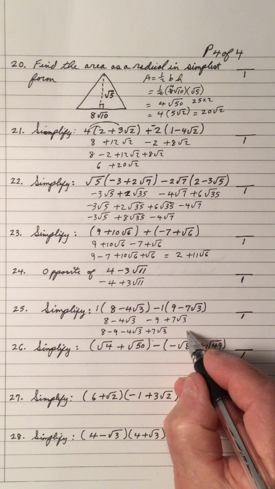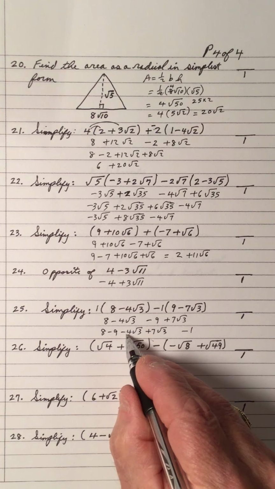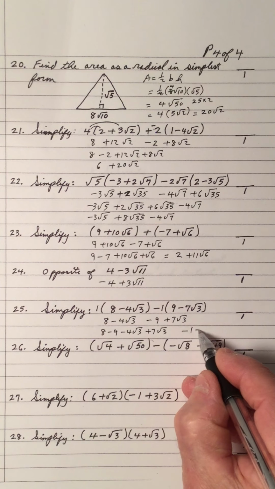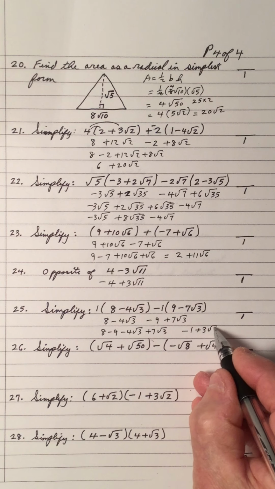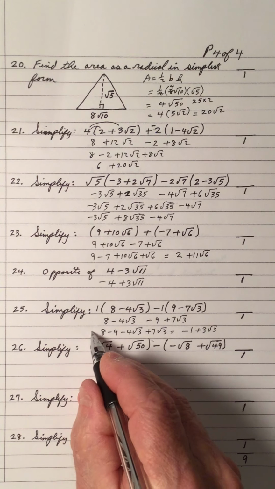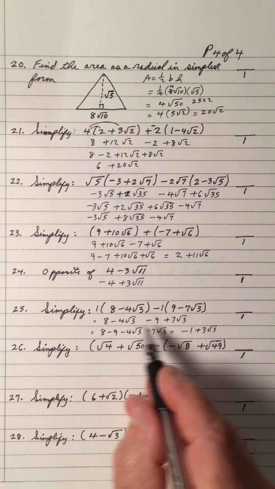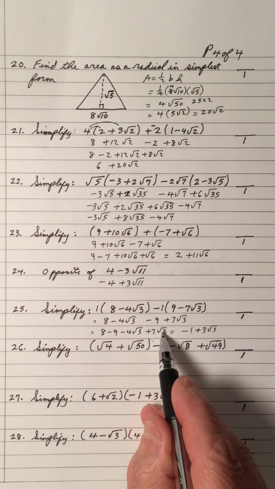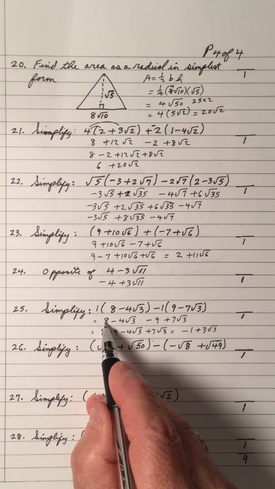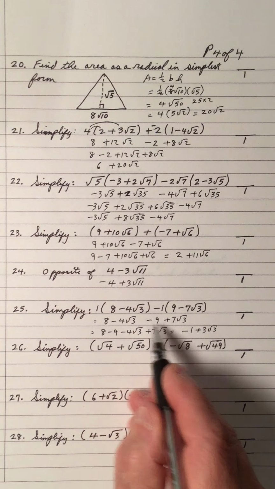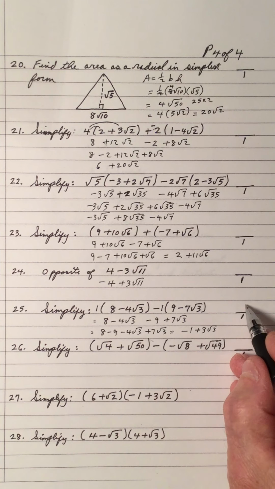And 8 minus 9 is negative 1, and negative 4 and 7 is a positive 3 root 3. And if you didn't want to write this step, you wanted to do it fast, that's all you say: 8 subtract 9 is negative 1, and negative 4 root 3 plus 7 root 3. So you didn't have to do this if you know what you're doing. You get 1 mark.